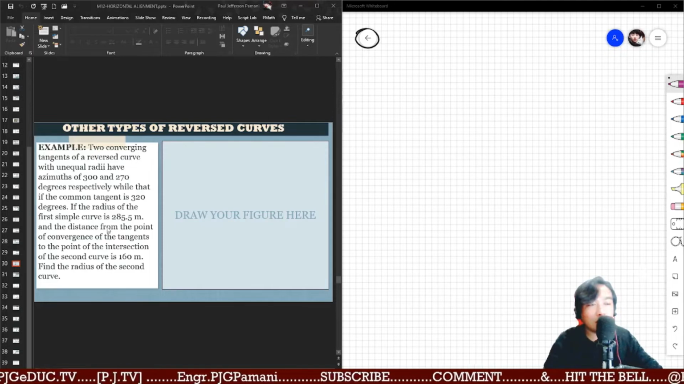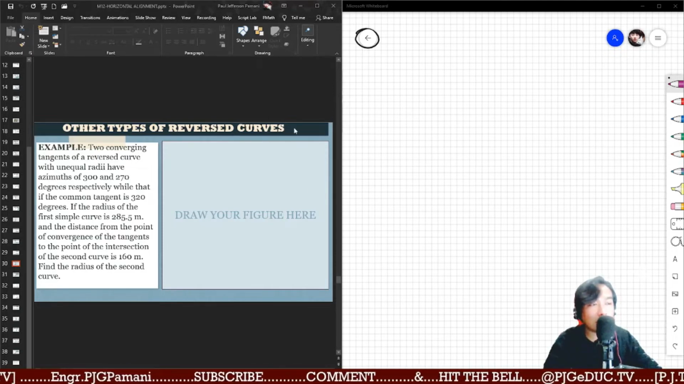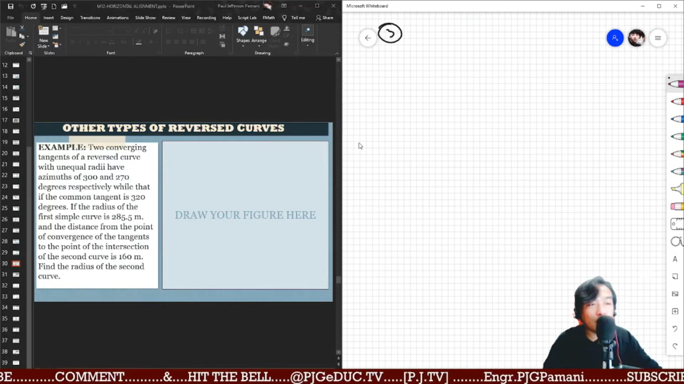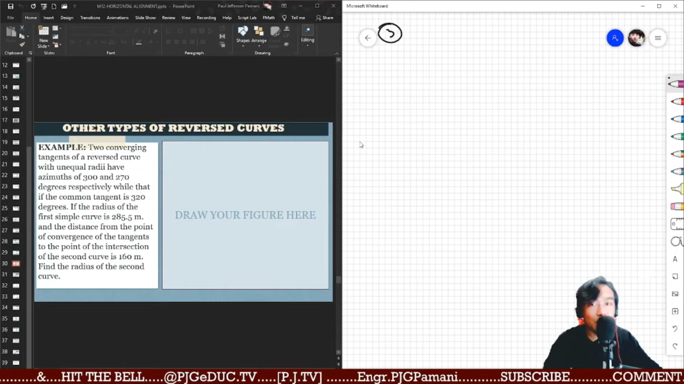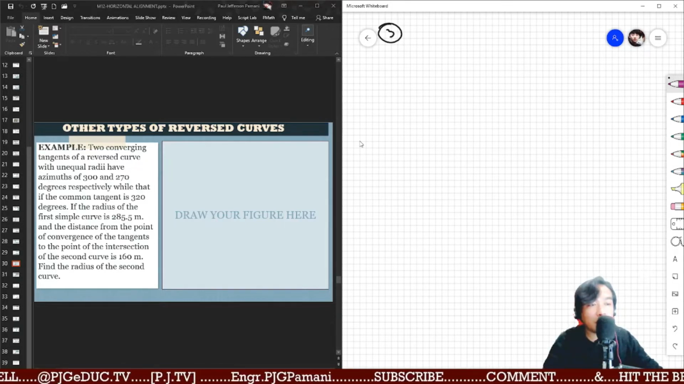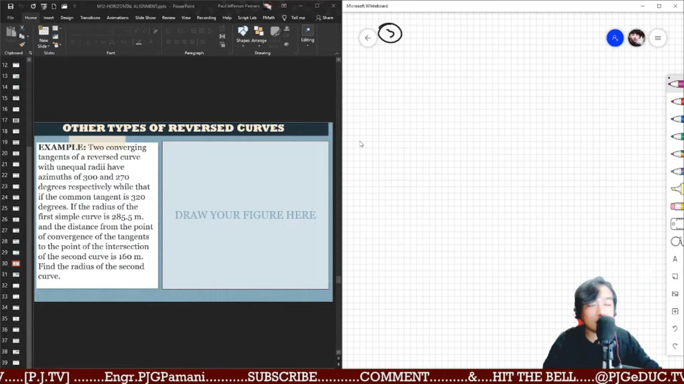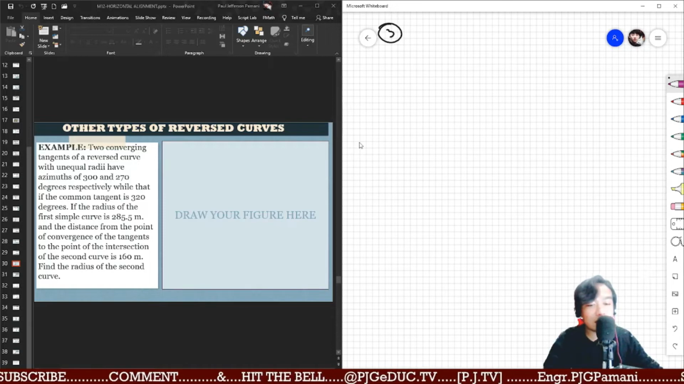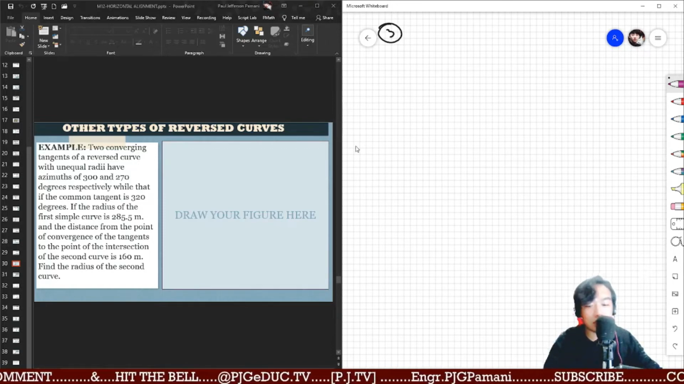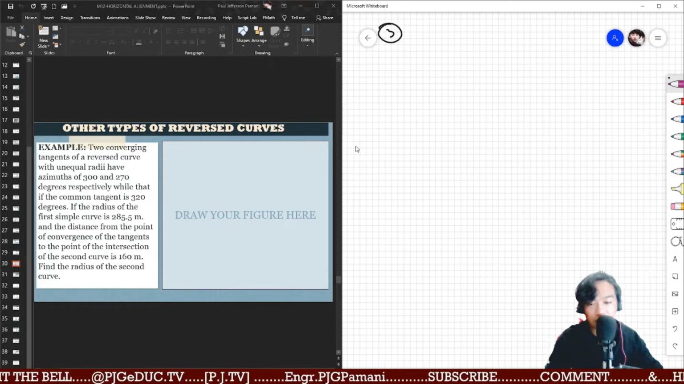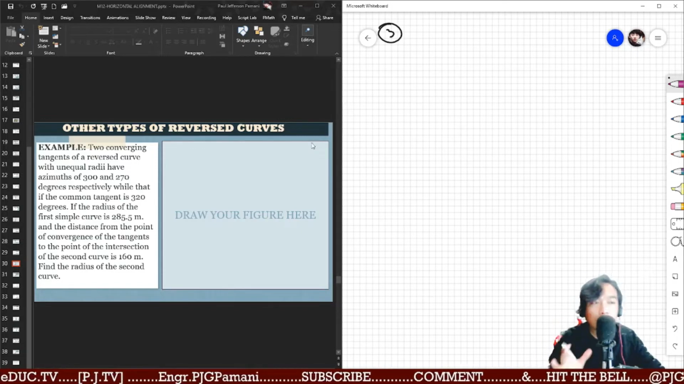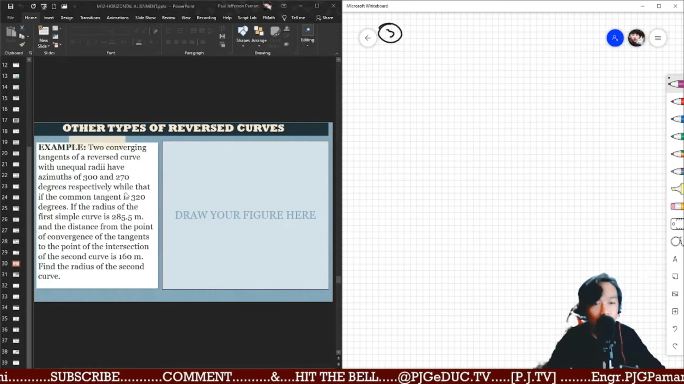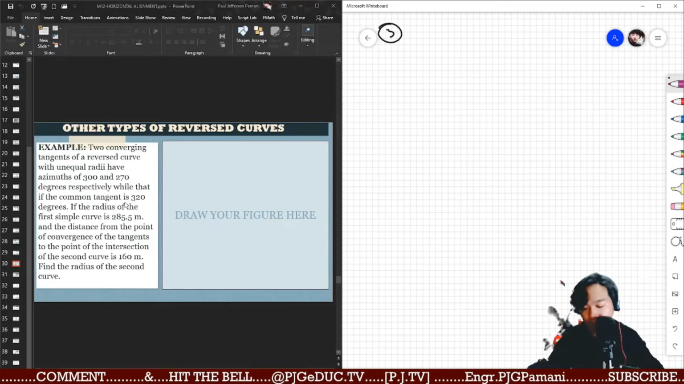If the radius of the first curve is 285.5 meters, and the distance from the point of convergence of the tangents to the point of intersection of the second curve is 160 meters, find the radius of the second curve. Napaka-ikli ng solution sa problem na ito. Ang problema nyo lang is for you to understand how to interpret the problem. Okay?